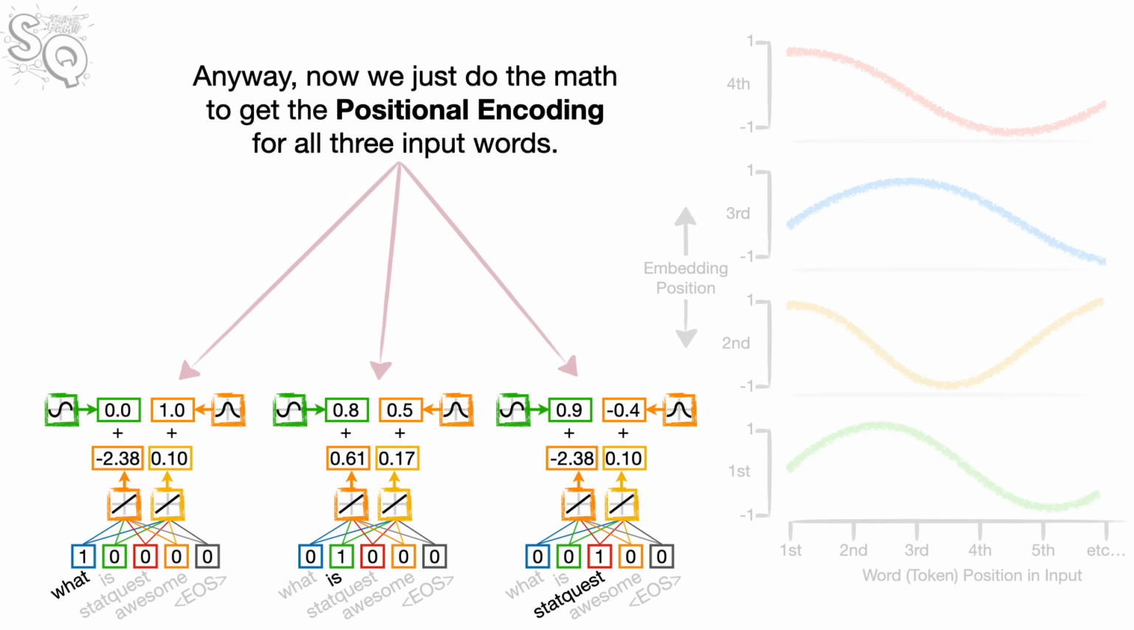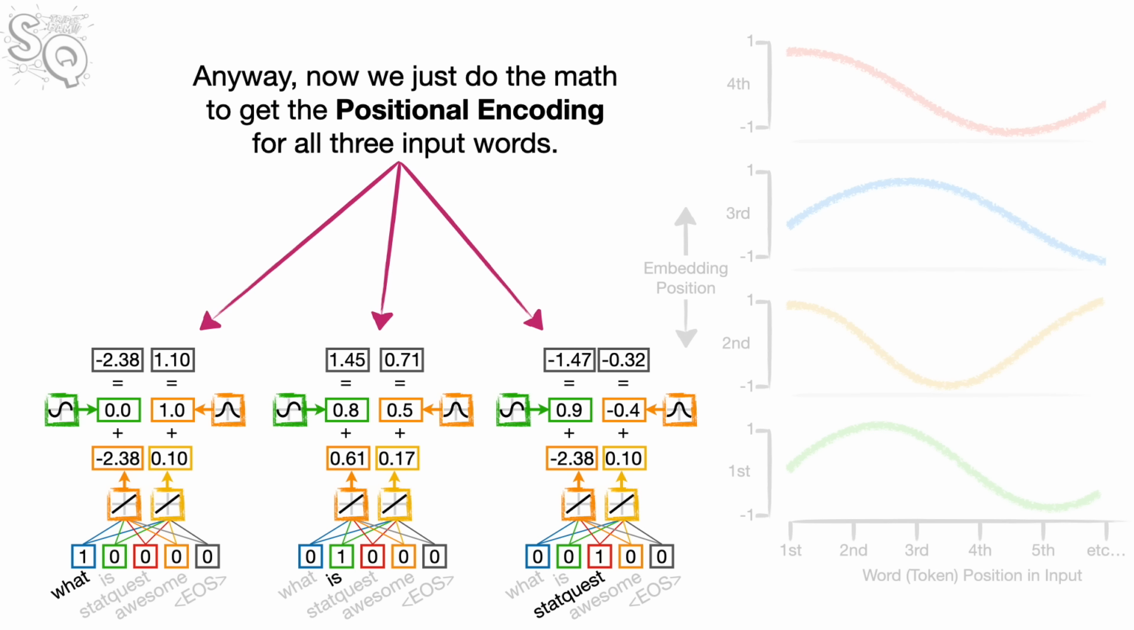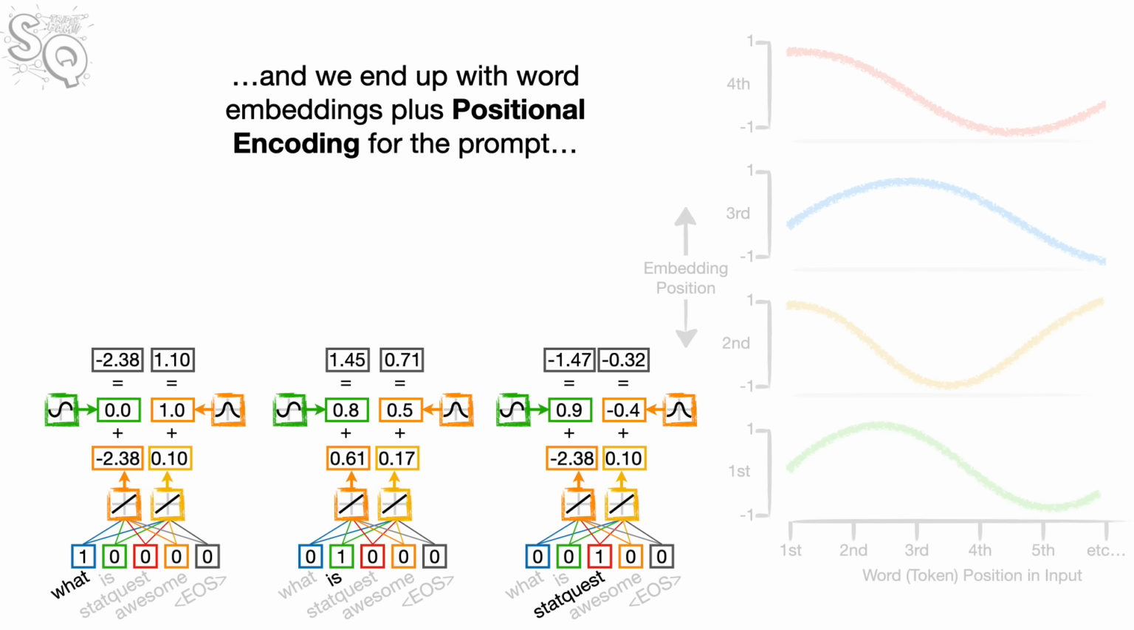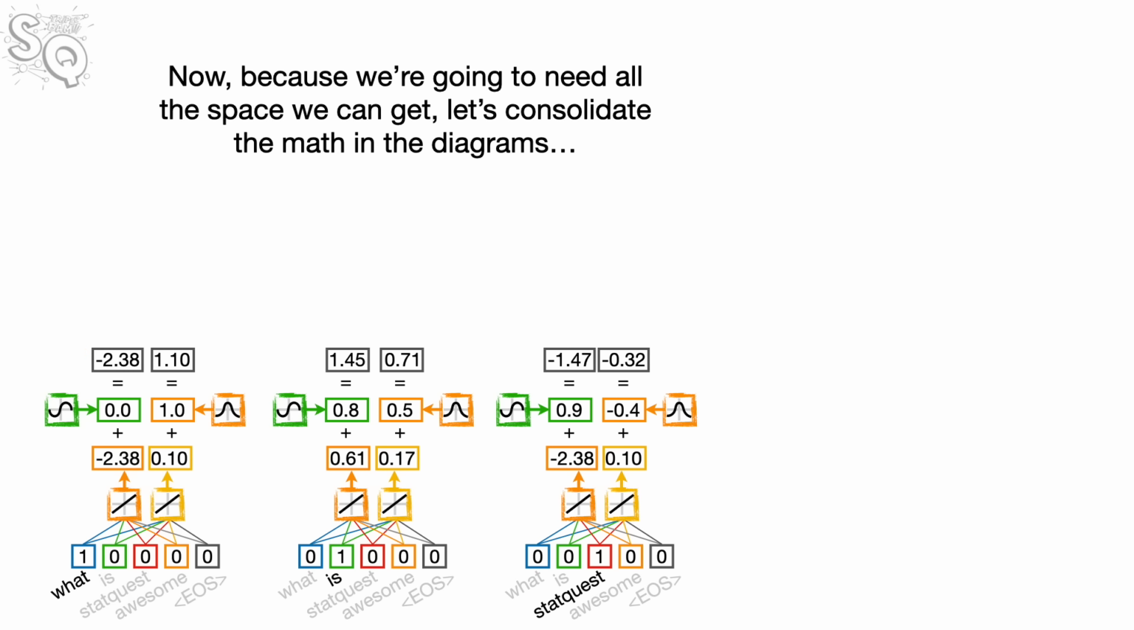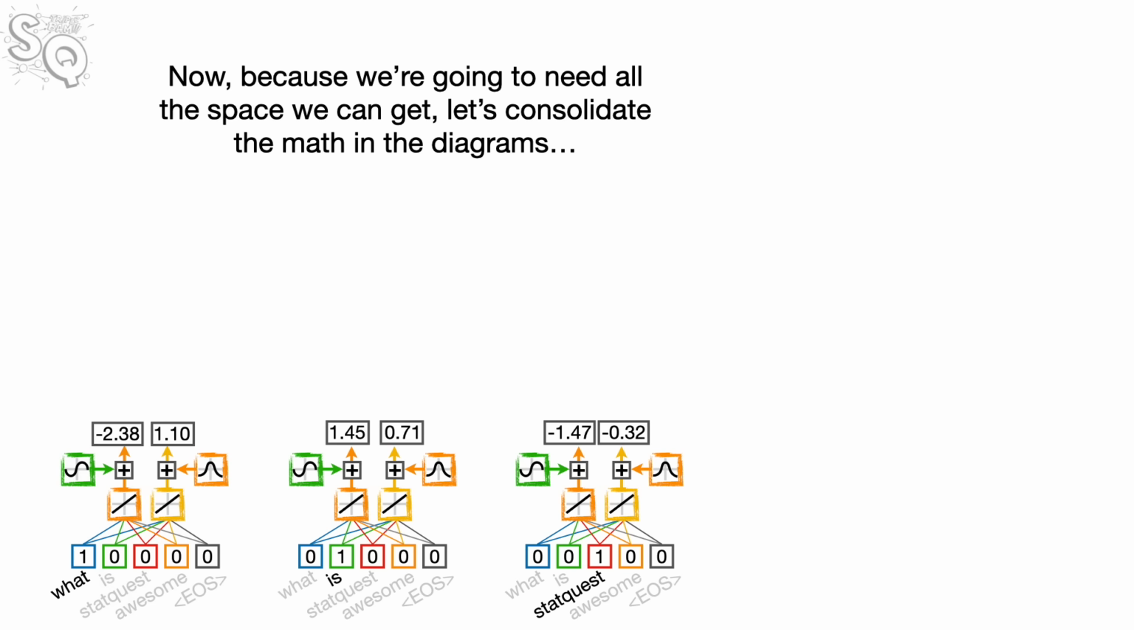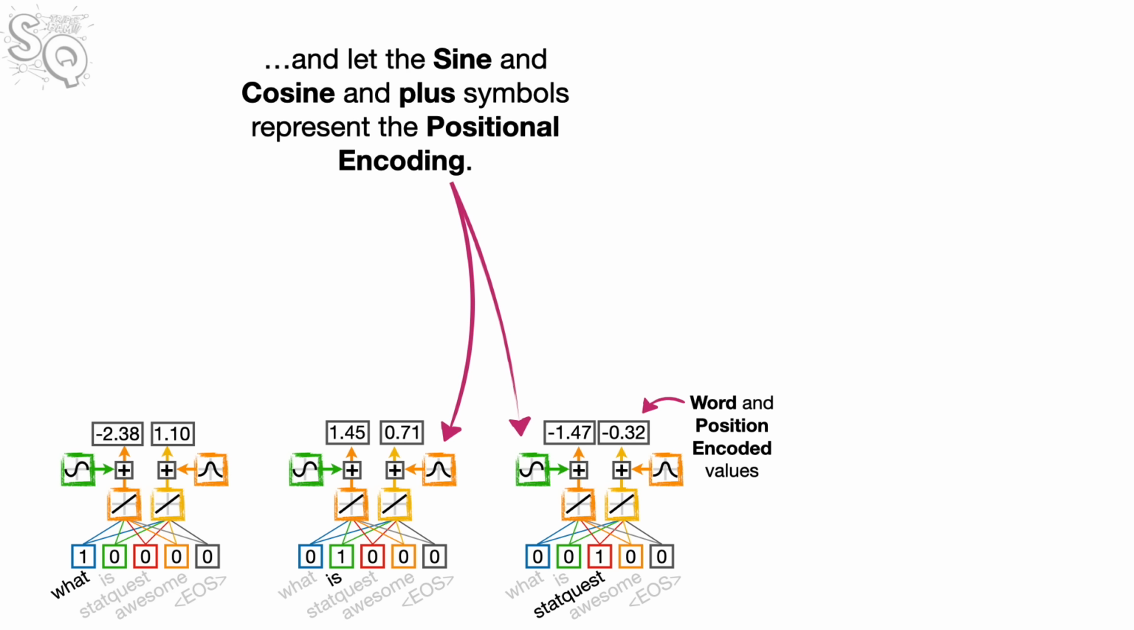Anyway, now we just do the math to get the positional encoding for all three input words. And we end up with the word embeddings plus positional encoding for the prompt, What is StatQuest? Now, because we're going to need all the space we can get, let's consolidate the math in the diagrams, and let the sine and cosine and plus symbols represent the positional encoding.